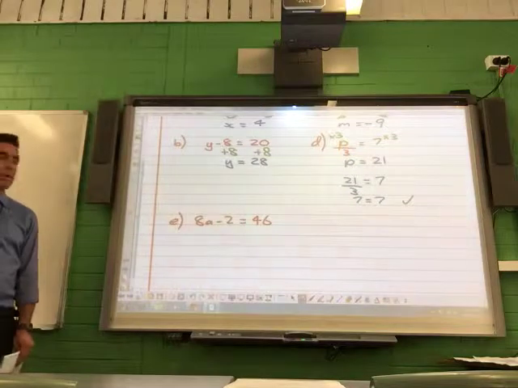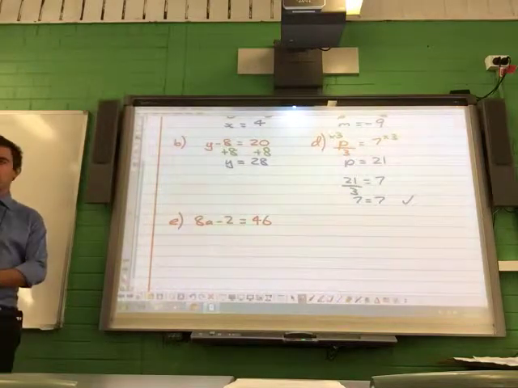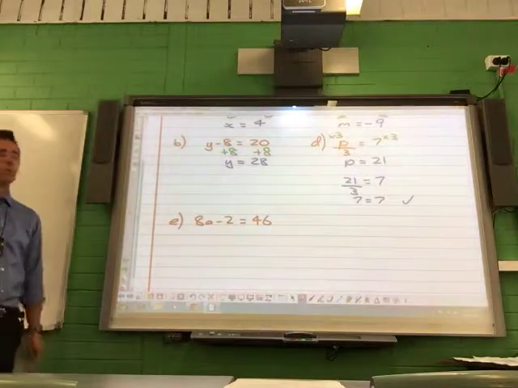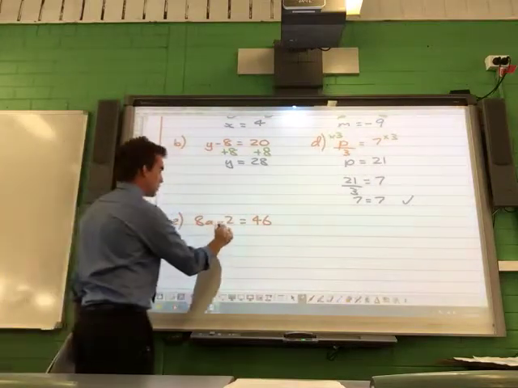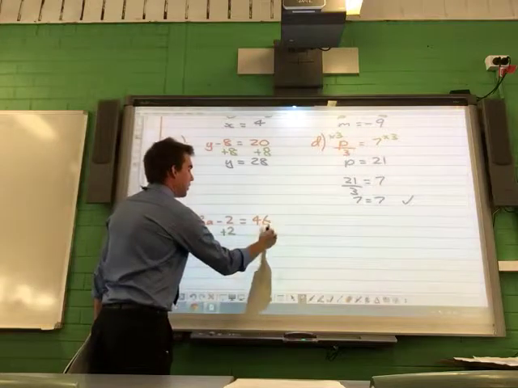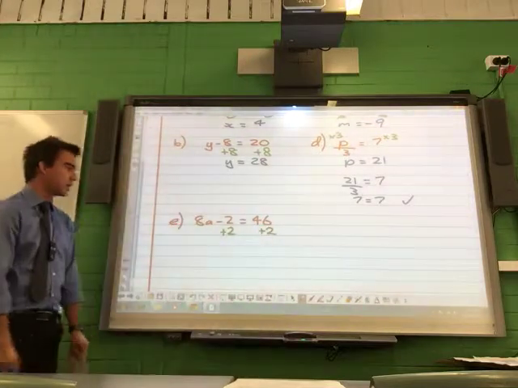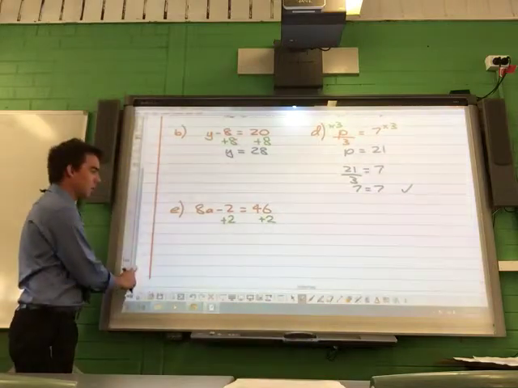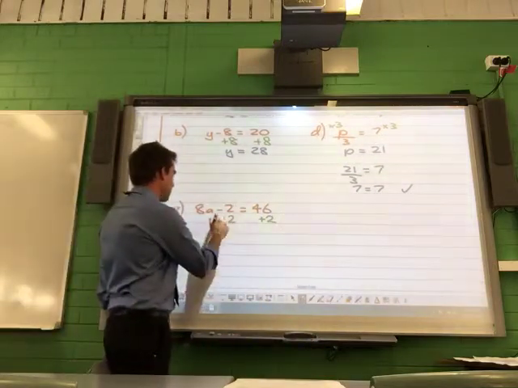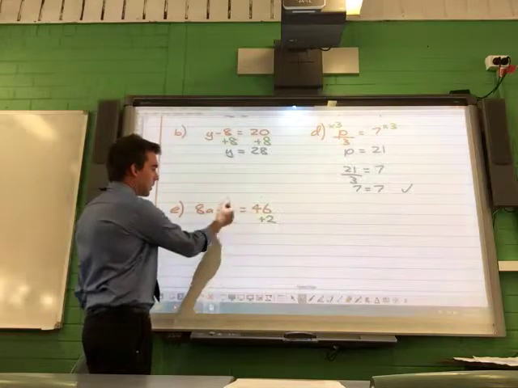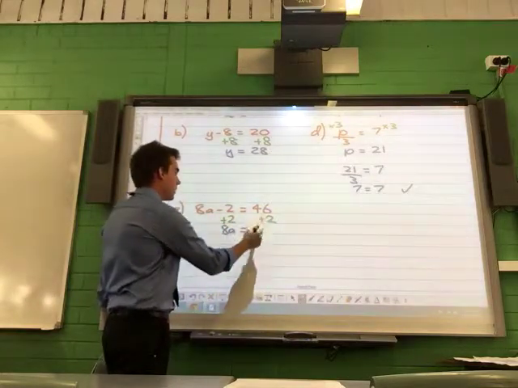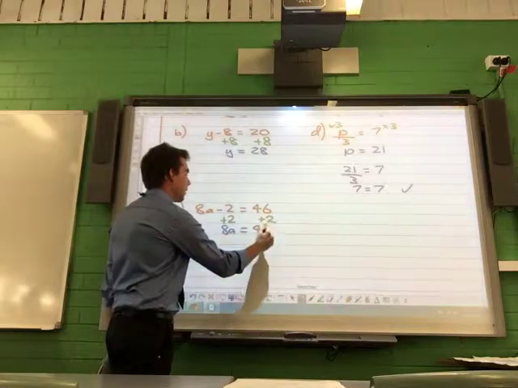So the first thing we do is we undo any addition and subtraction first. So we're going almost, not always, almost, the reverse order of your order of operations. So I undo the -2 by adding 2 on both sides. So 8a, -2 plus 2 becomes 0, so I'm left with 8a. 46 plus 2 is 48.